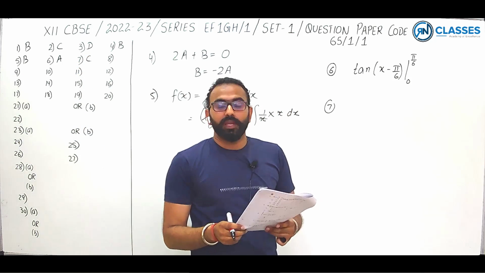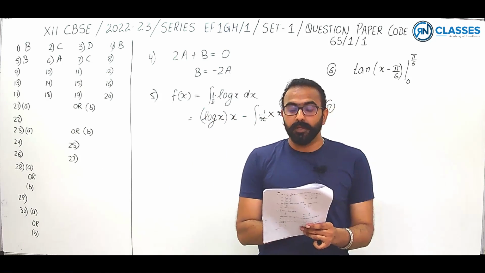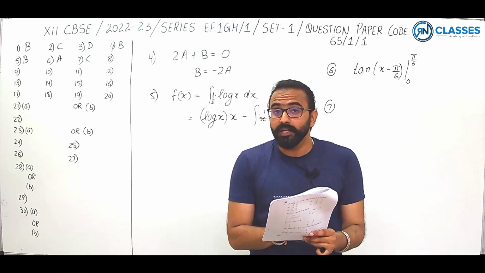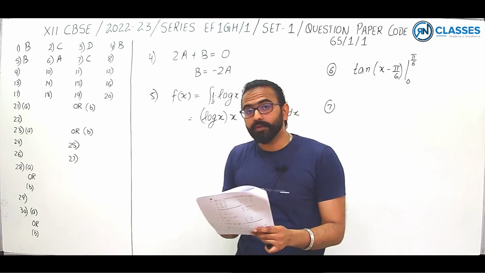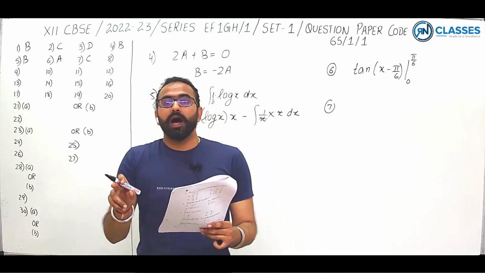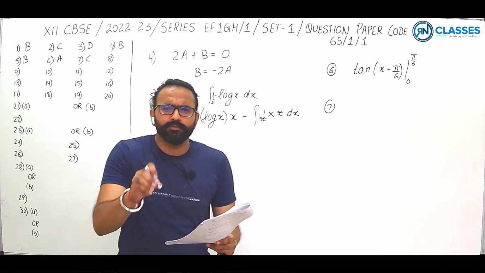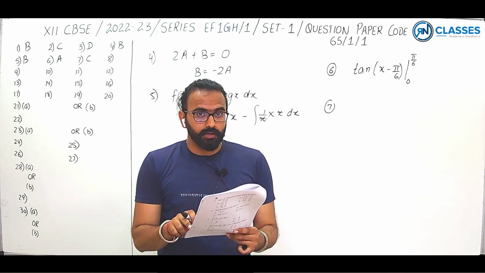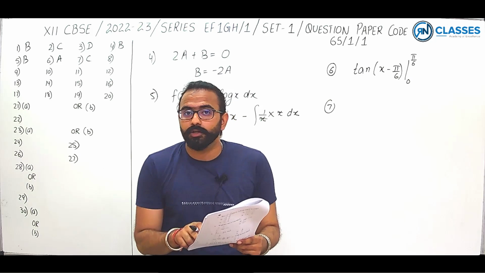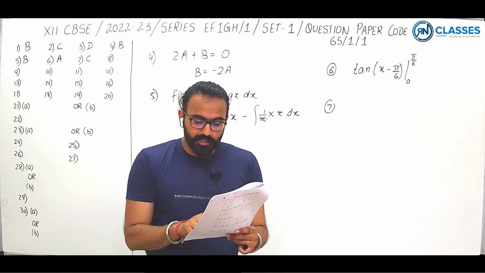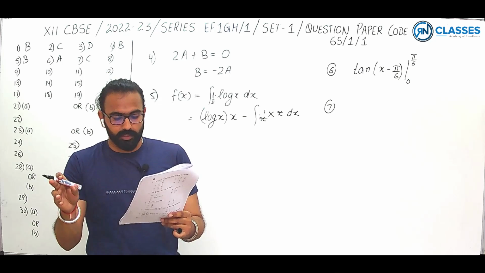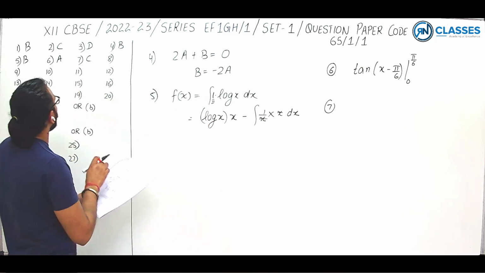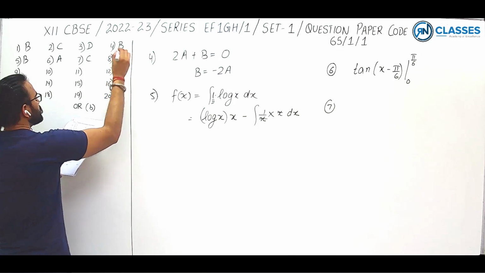Now question number 8 asks for the value of P for which these two given vectors are perpendicular to each other. For that we have to find the value of P. Since the vectors are perpendicular, the dot product of these two must be 0. So as we set the dot product equal to 0, we will get the value of P as 3, which matches with option A.